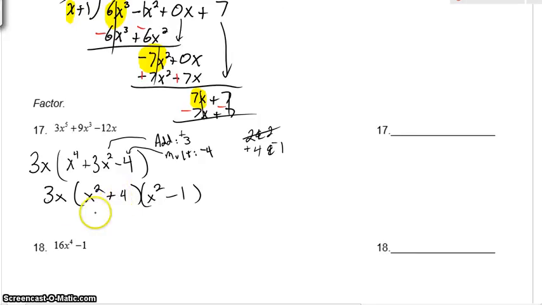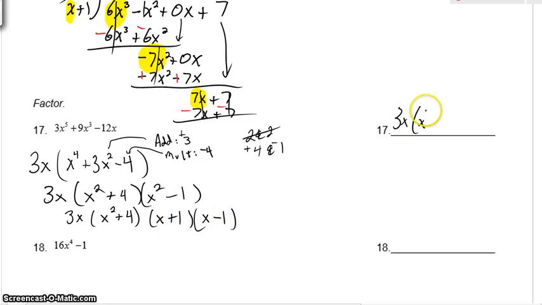Now the x squared plus 4 cannot break down any further. A sum of squares can never factor any further, but a difference of squares, the subtraction of squares, can. This becomes x plus 1 and x minus 1. So that's actually going to be our final answer here. I'm just going to jot that down real quickly.